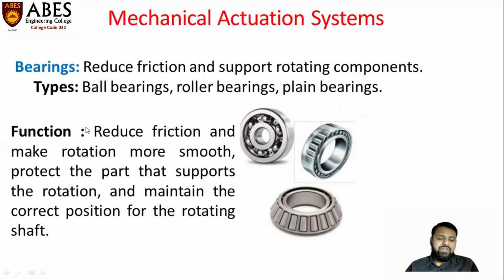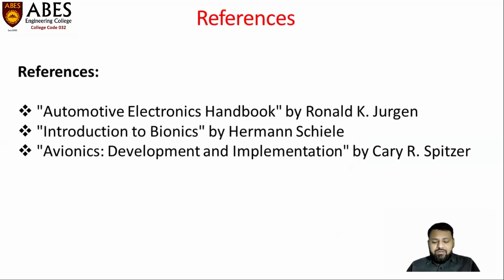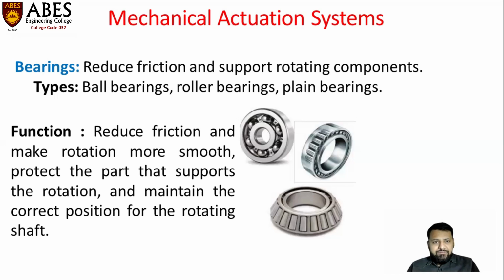The function of the bearing is basically to reduce friction and make the rotation smoother, protect the parts that support the rotation, and maintain the correct position of the rotating shaft. So this is all about the mechanical actuation system in the Fundamentals of Mechanical Engineering subject.